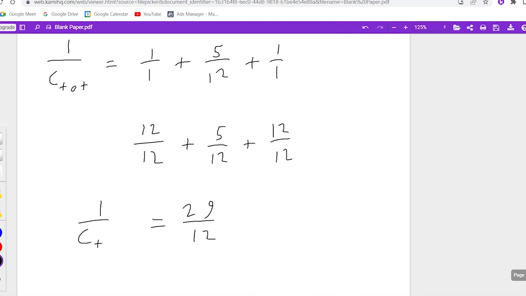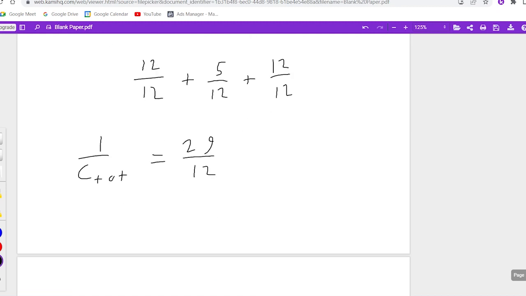That's 1 over C total. So the final answer is the reciprocal of this. C total equals 12 over 29. And the units this time are farads. And there we go. That's it for 27. A lot of redrawing the circuit, a lot of combining. Any questions?